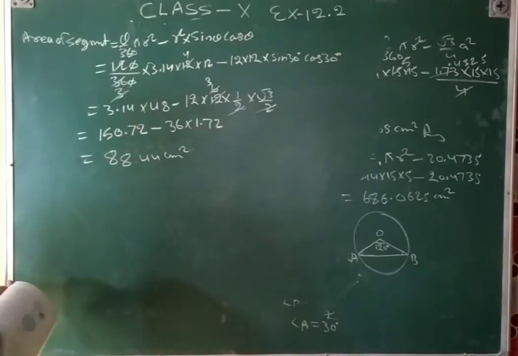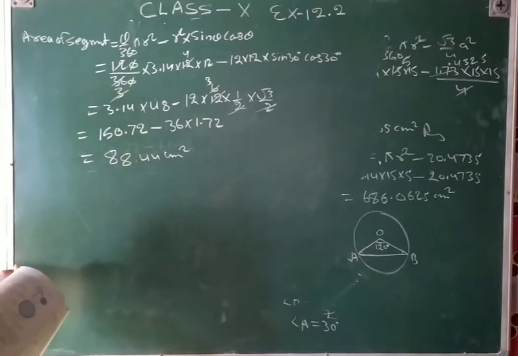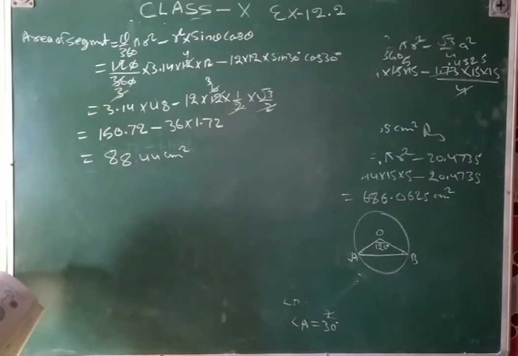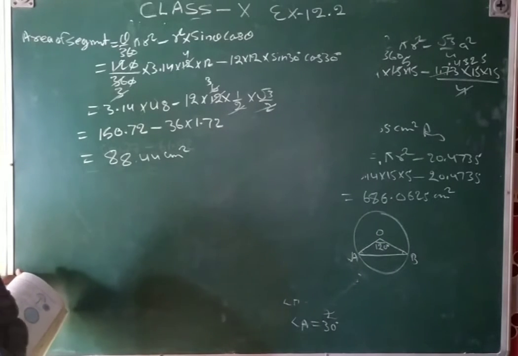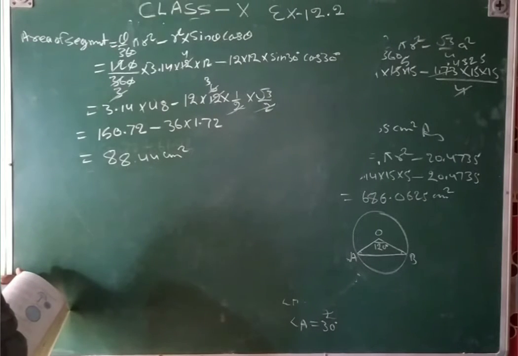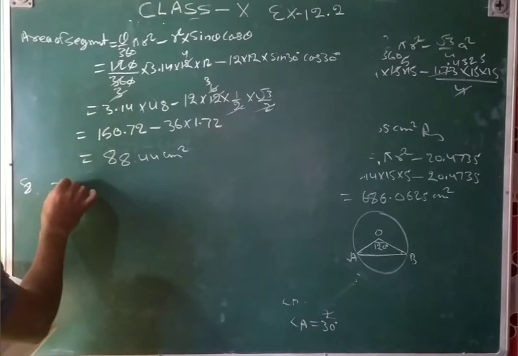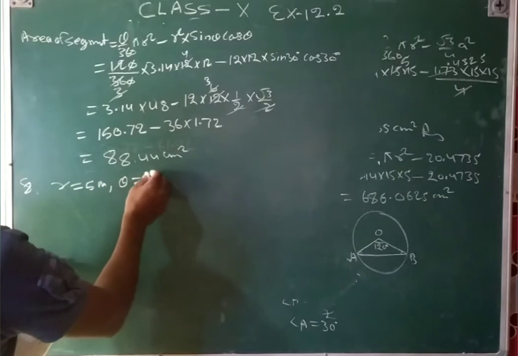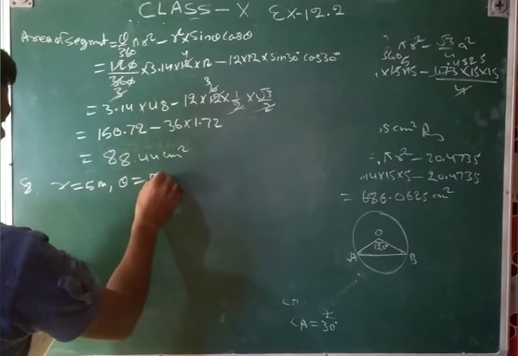And then question number 8. A cord of a horse is tied to a peg at one corner of a square shaped grass field. Side is 15 meter, by means of a 5 meter long rope. So find the area of the part of the field which the horse can graze. So R is equal to 5 meter, and then theta is the square's angle, so that will obviously be 90 degree.